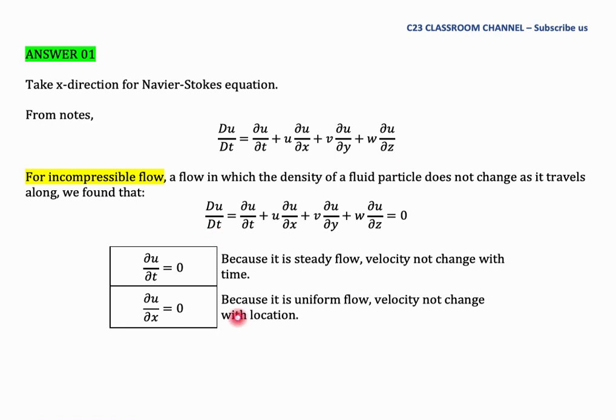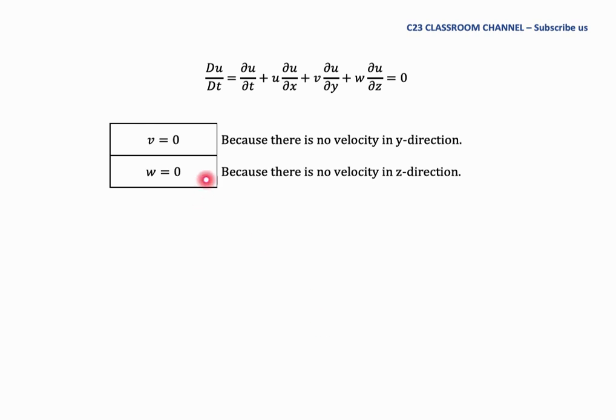So du dt is equal to 0 because it is a steady flow. Velocity does not change with time. Du dx is also equal to 0 because it is a uniform flow. Velocity does not change with location. And because the question discusses only the x direction, the velocities v and w are equal to 0. There is no velocity in the y and z directions.